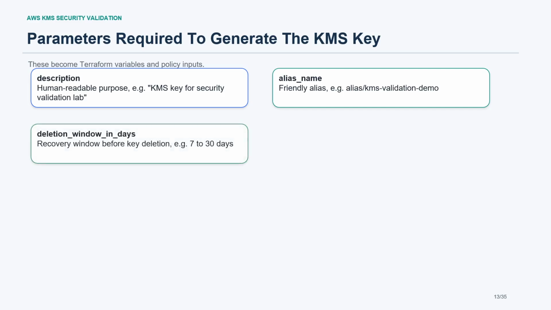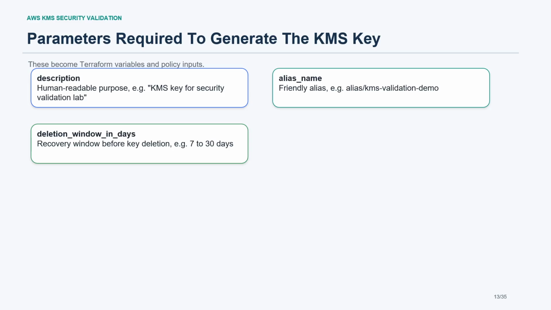Next, we also set the deletion window. The deletion window in days should also be a mandatory parameter, because if someone accidentally deletes the KMS key and that KMS key was used for data encryption, once the KMS key is deleted, you can't decrypt the data and you can't restore the data again. Hence we should add the deletion window.